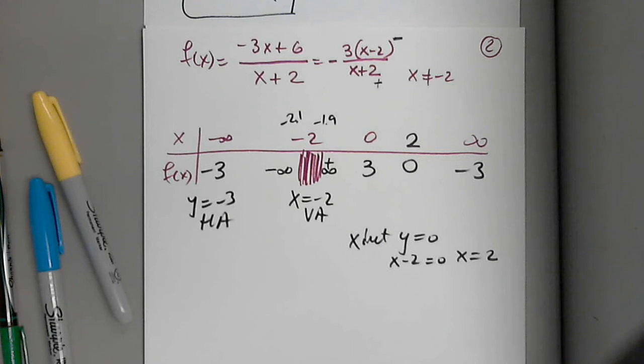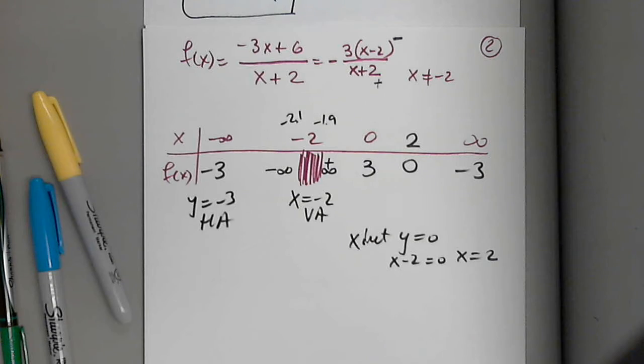Under the x equals -2, what does it mean then? VA. Vertical asymptote. Okay? One more time. From -3, dropping to -infinity. On the other side, from +infinity, crossing the y-axis, crossing the x-axis, and approaching -3.